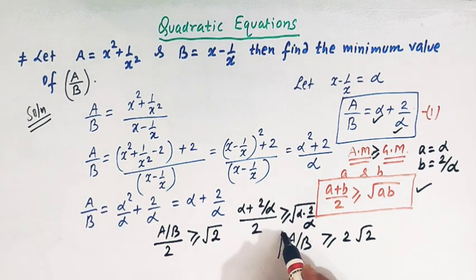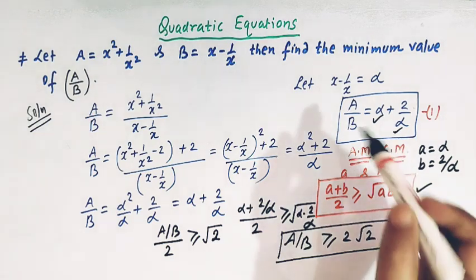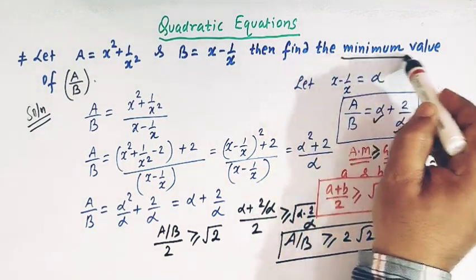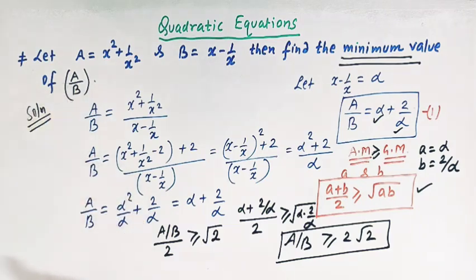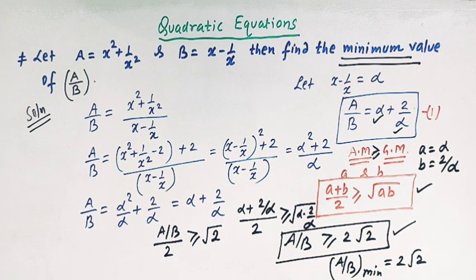So now from this expression, we see that the value of a divided by b is greater than or equal to 2 times square root of 2, right? And in the problem, we have to find the minimum value of a over b. So the minimum value of a over b is equal to 2 times square root of 2, from this inequality. So viewers, this is how we can solve this problem.